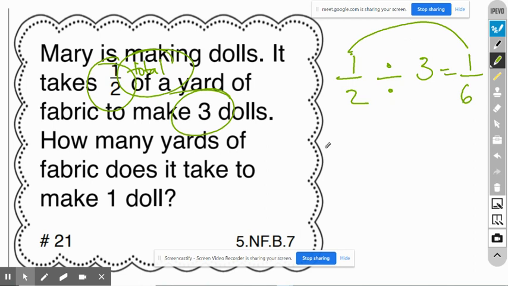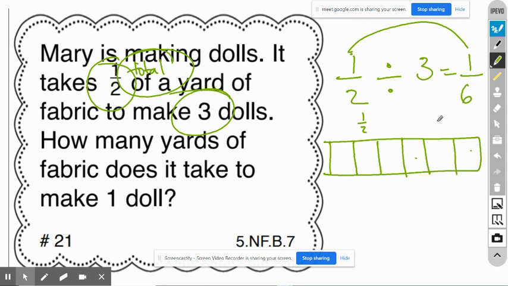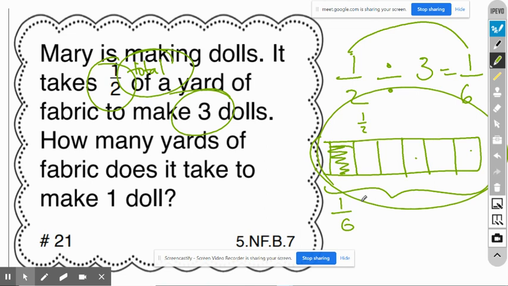But again, draw this. It says 1/2 of a yard. Well, draw the yard, but she's not using the whole yard. She's using only half of it. This is her half yard. What does she do with this half yard? She makes 3 dolls. Well, so she needs this little piece for a doll, this little piece for a doll, this little piece for a doll. Well, she's going to do the same thing here. Now, this is the whole yard. One doll is 1/6 of the whole yard.